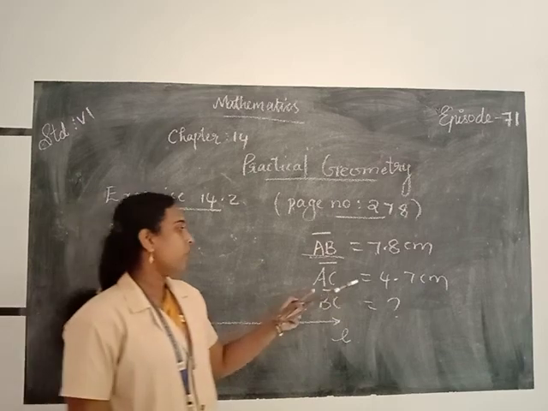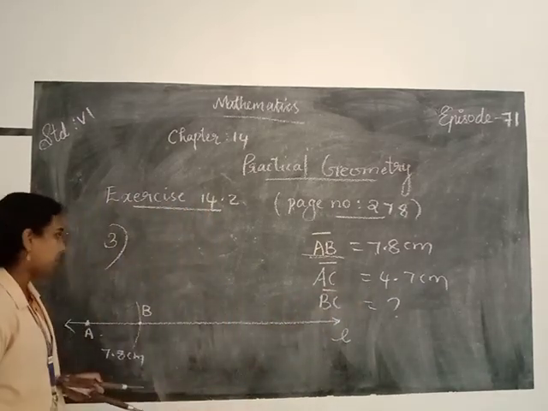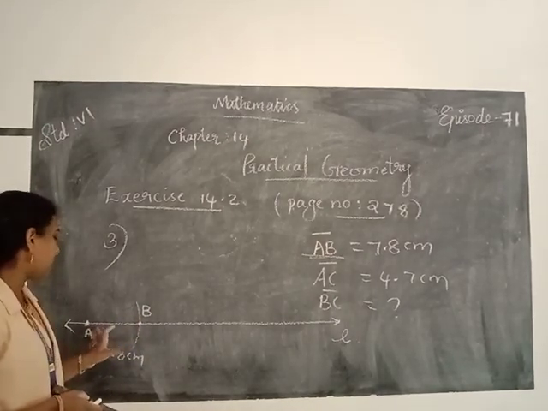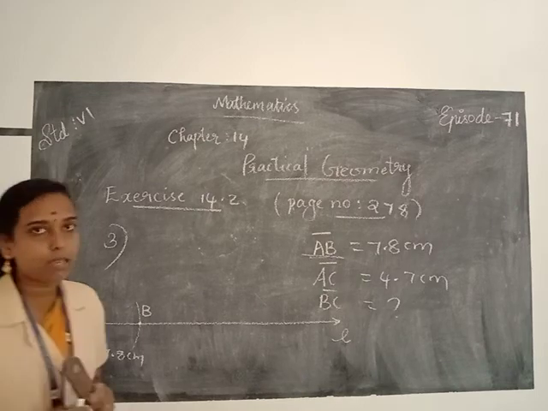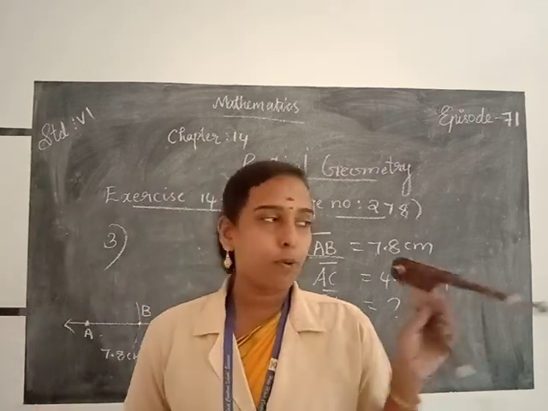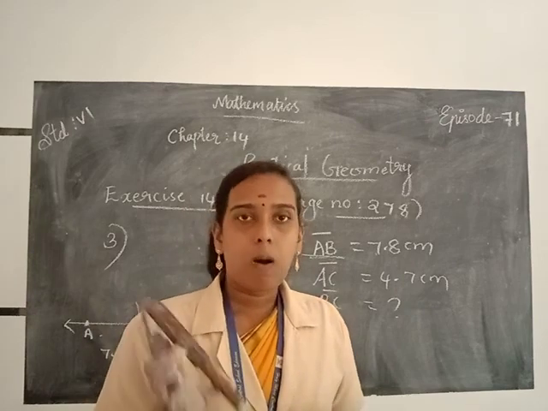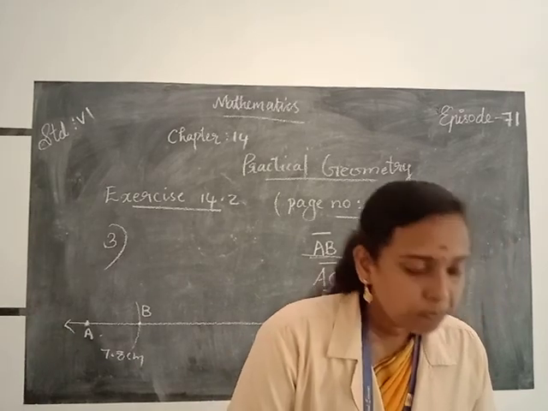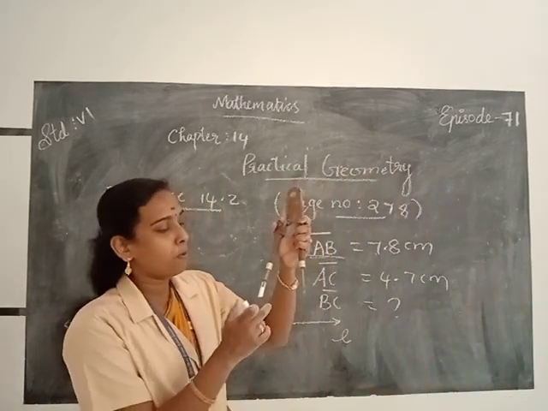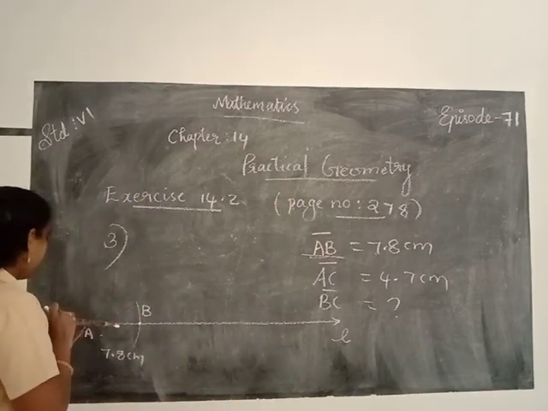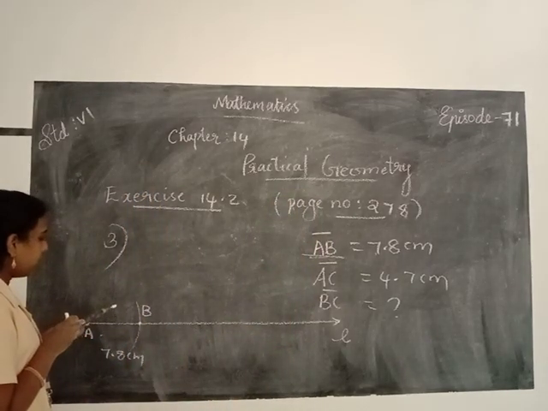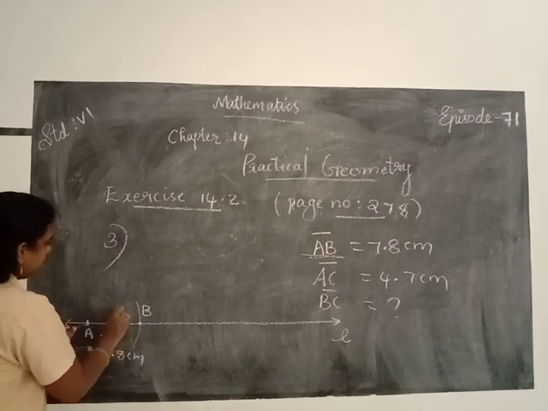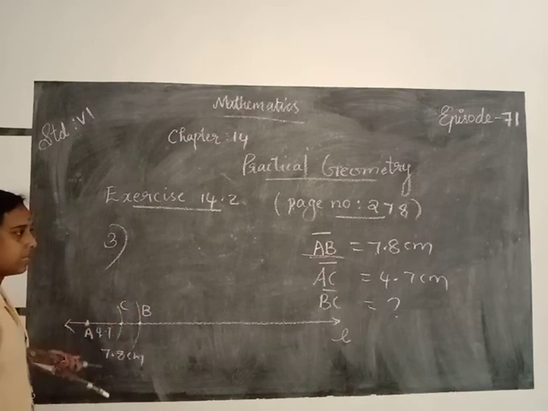Then here draw AC, that is equal to 4.7 cm. So here A is here, AB is equal to 7.8 cm. We want to draw a line segment AC which measures 4.7 cm. So you just take 4.7 cm in your compass with the help of your ruler. If the given length represents 4.7 cm, then you place the pointer at the point A, then swing an arc. Then this point represents point C, which measures 4.7 cm.